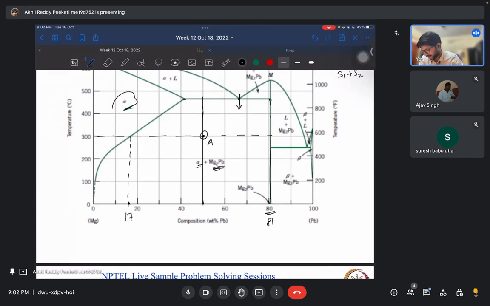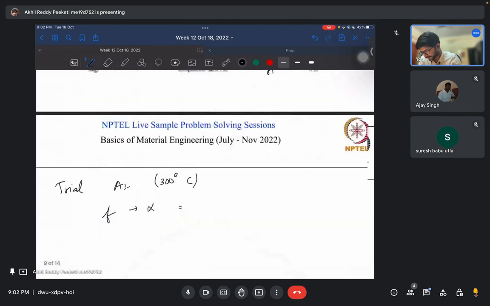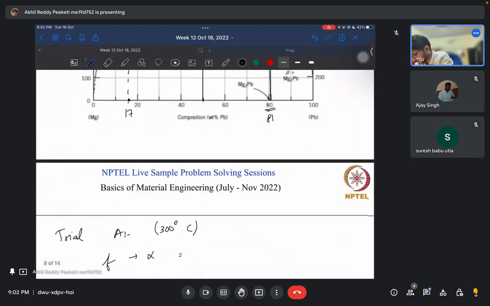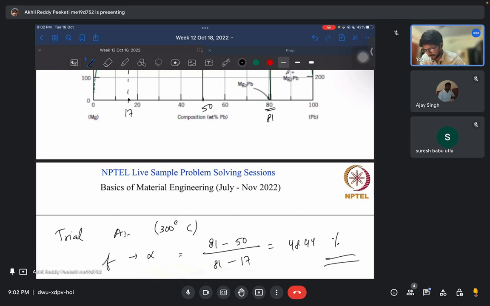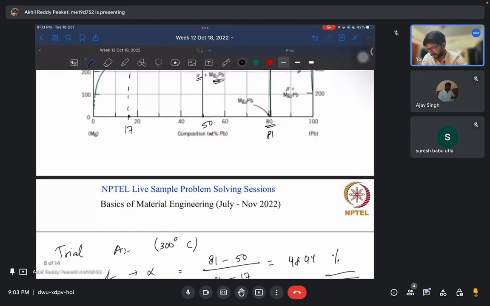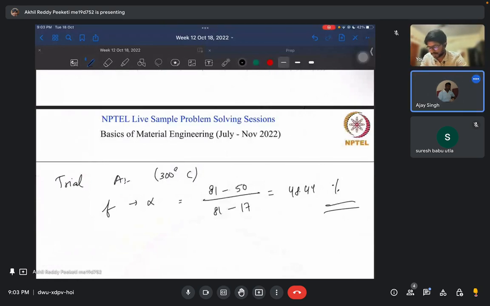Okay, now the fraction of alpha at A would be, so this is 50 given in the question. So 81 minus 50 by 81 minus 17, right? So what would be this fraction? So 81 minus 50 by 81 minus 17. So 48.44%. So this is not the point we want. Now, can you tell me if we go up or if we go down?